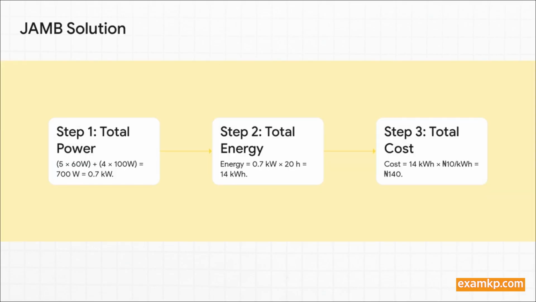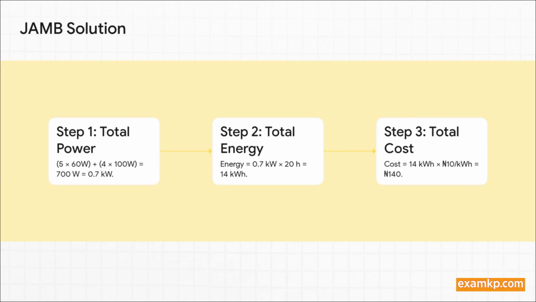Alright, let's check your work. Step 1, we need the total power. We have 60-watt lamps, that's 300 watts, and 400-watt lamps, that's 400 watts. Add them together, you get 700 watts total. Okay, step 2, energy. Remember, the cost is in kilowatt hours, so we have to convert 700 watts to 0.7 kilowatts. Then, multiply by the 20 hours it was on for. That gives us 14 kilowatt hours.